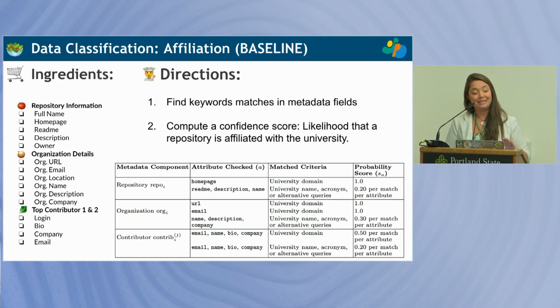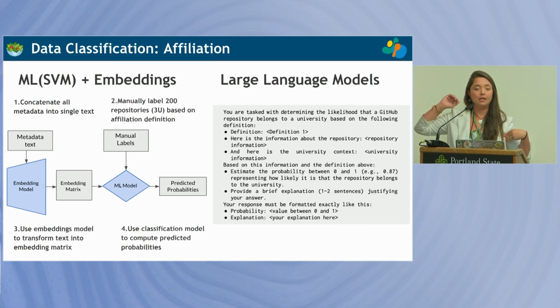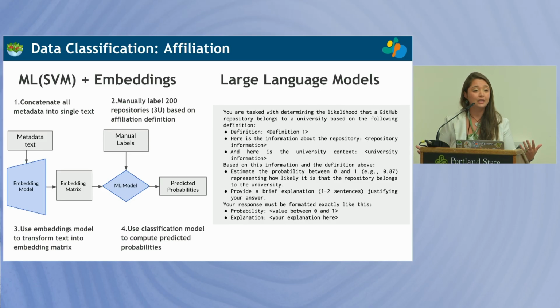I'm going to show you later that it does not work. And the reason it doesn't work is because context matters. Even if you compute the number of keyword matches in, for example, a README file, that doesn't really tell you what the relationship is with the university. So in conclusion, context matters. And the reason I decided to then try text embeddings and large language models is because those two methods help with correlating the context with the keyword matches.